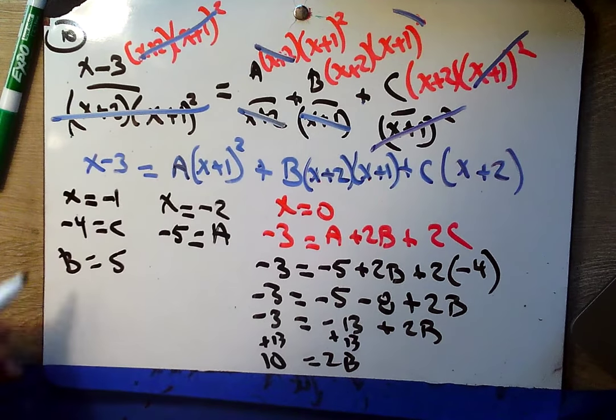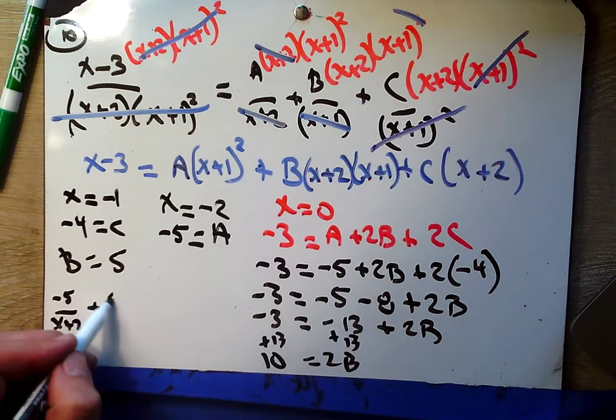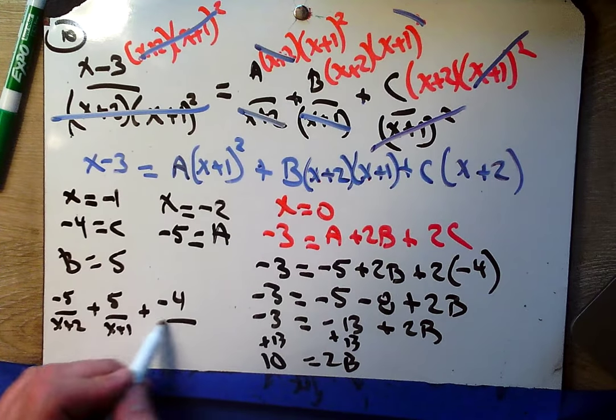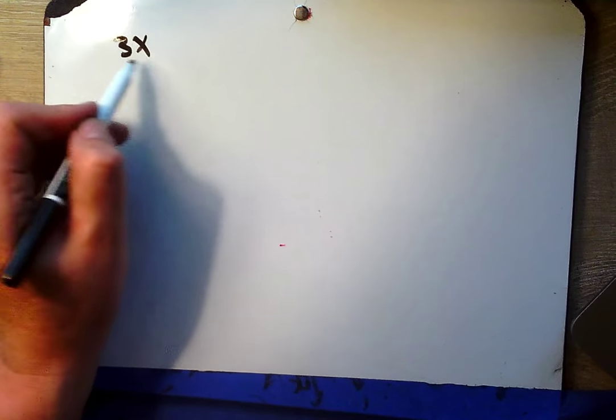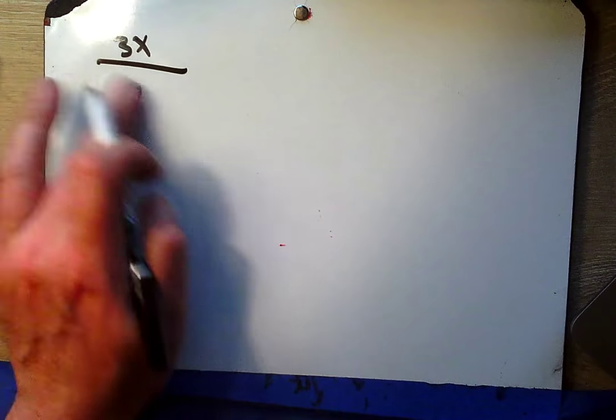Nice. So my final answer then is going to be negative 5 over x plus 2, plus 5 over x plus 1, and then plus negative 4 over (x plus 1) squared. Ta-da! Done and done. Okay, last two problems. Case 3. That's kind of exciting. I'm not sure that I put any case 3 on any assessments we're going to see, but I do think for those of you going on to calculus, this is a good thing for you to experience.